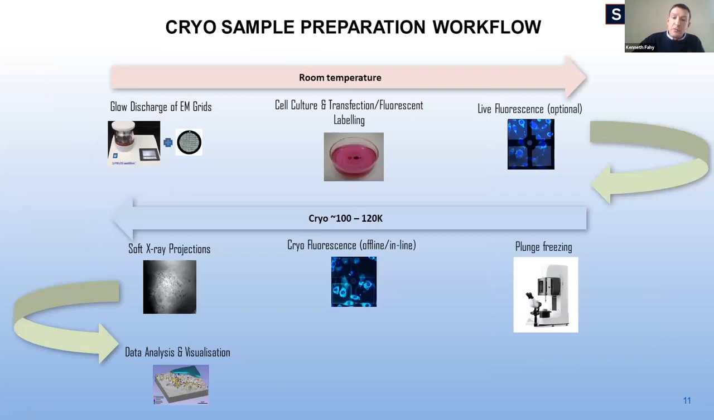So this is just an overview of the workflow. This is now fully in place at SiriusXT. We can prepare live cell culture, plate the cells on grids, do fluorescent screening, and then fully vitrify the sample, with the option of doing offline cryo fluorescent screening if we need to do higher magnification screening. But we have, as I mentioned, the inline microscope, which is already very useful. And then, of course, we generate the soft X-ray projections, and we have data analysis and visualization workflows in place as well.